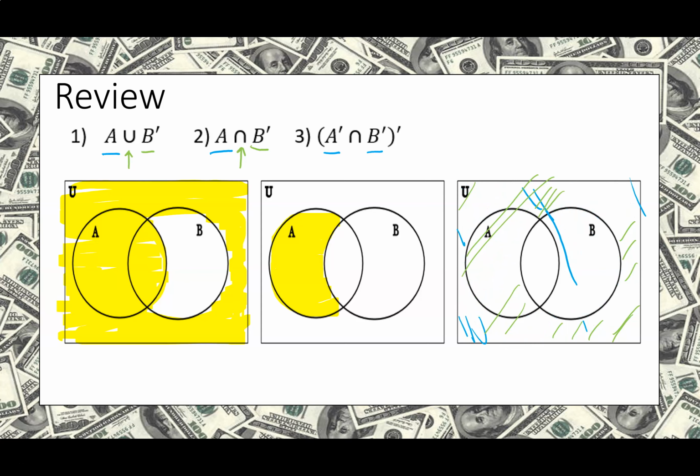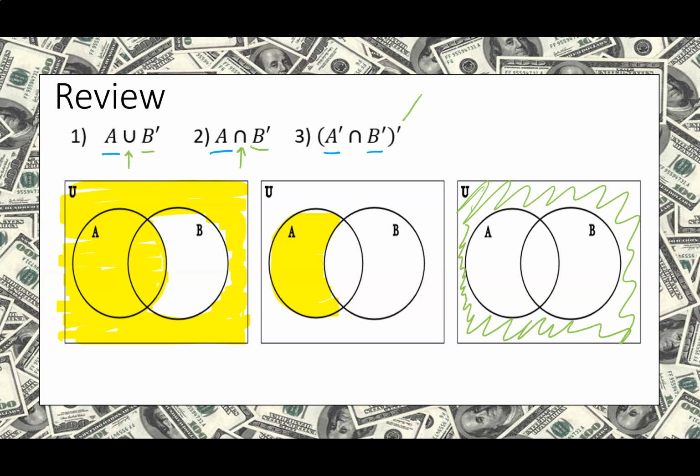For example, it was all in this section right here. But actually, what did the problem ask for? It asked for the complement of that. So now I have to do the complement, or the opposite of that, which means I'm going to actually shade inside A and B. So my final answer here is going to be inside A, inside the intersection, and inside B.